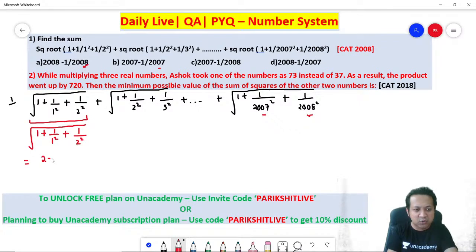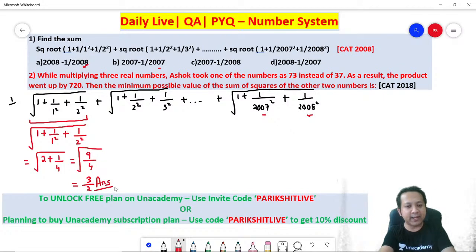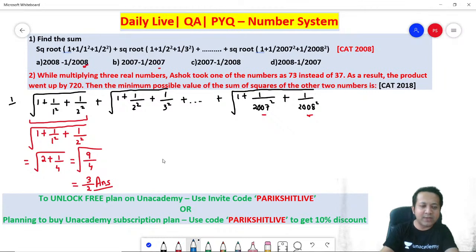So how much will you get? 1 plus 1 is 2. 2 plus 1 by 2 square, which is 1 by 4, so you will get 9 by 4. And if you take the square root, you will get your answer as 3 by 2. Correct?